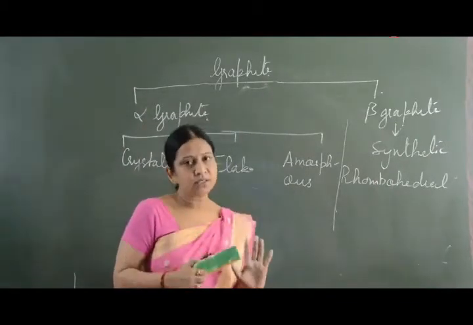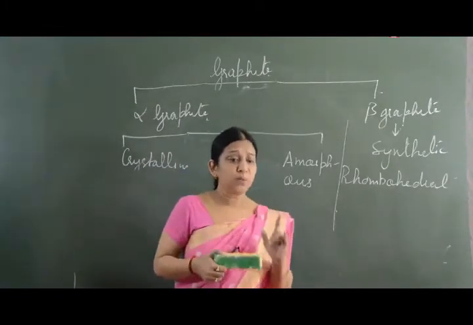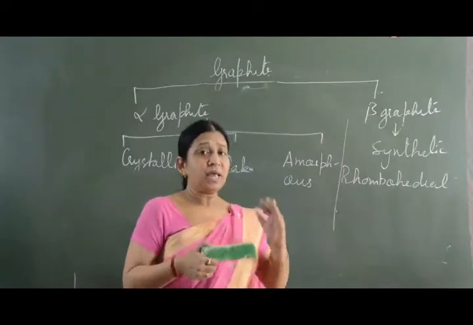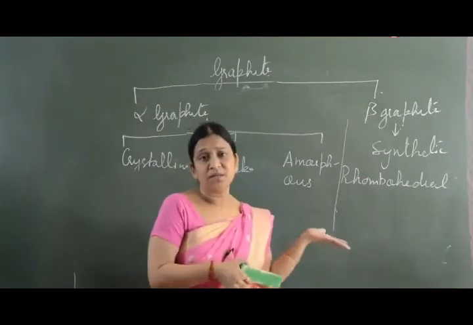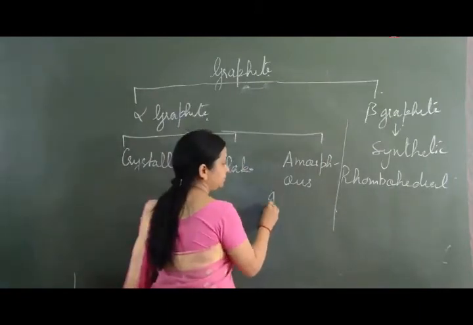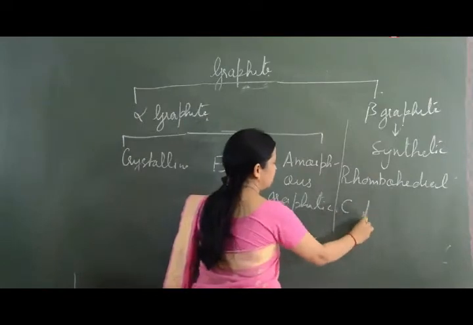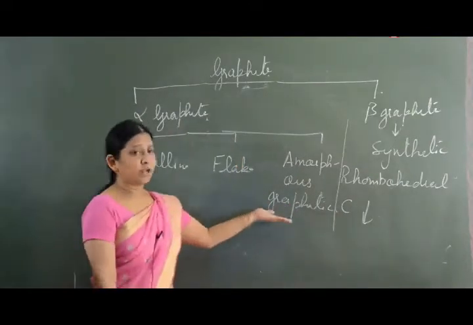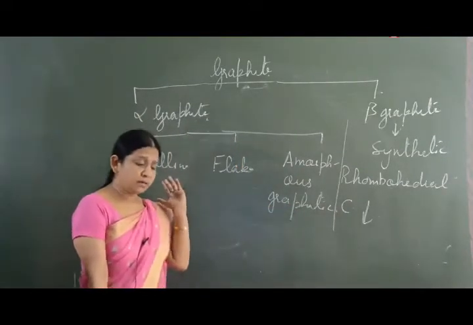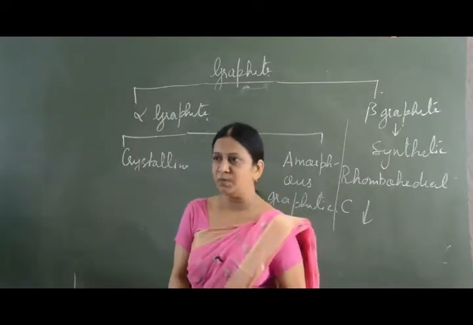Then if we come to amorphous graphite, here the graphitic carbon is very less. We are concerned only about the graphitic carbon. And what does graphitic carbon mean? It is where the arrangement is as we have discussed in the structure. So here the amount of graphitic carbon is less, whereas in crystalline the percentage of graphitic carbon is high.